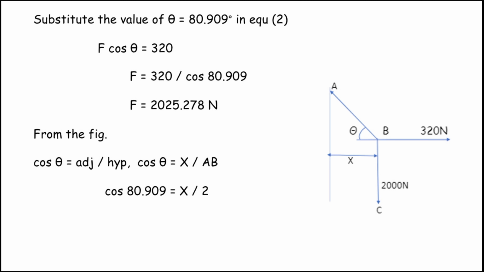So cos 80.909 equal to X by 2. Now I am transferring the 2 from right to left. It becomes multiplication. So cos 80.909 into 2 equal to X. The value of X is 0.316 meter. We found the displacement of the body due to the horizontal force.